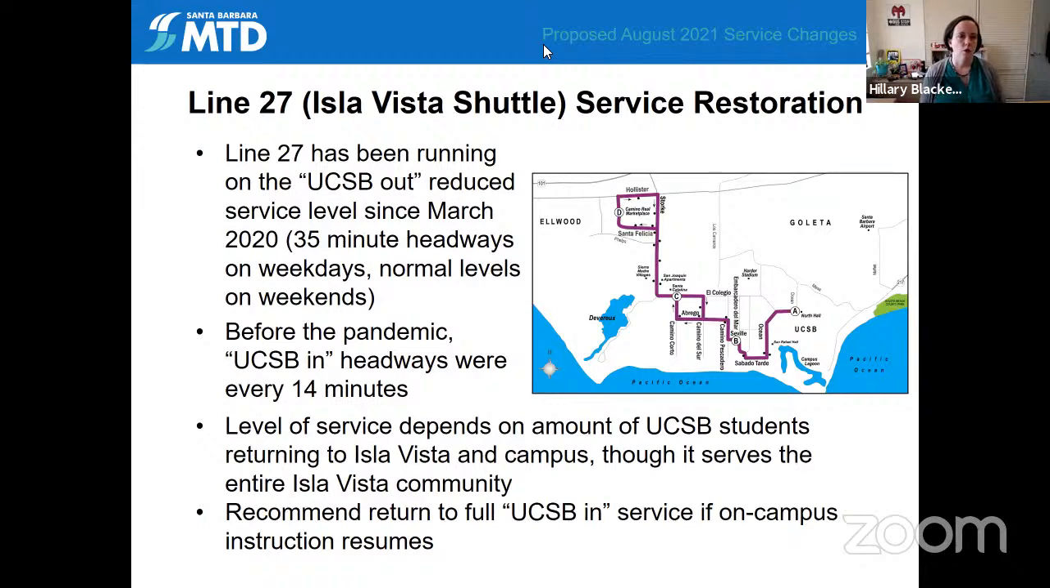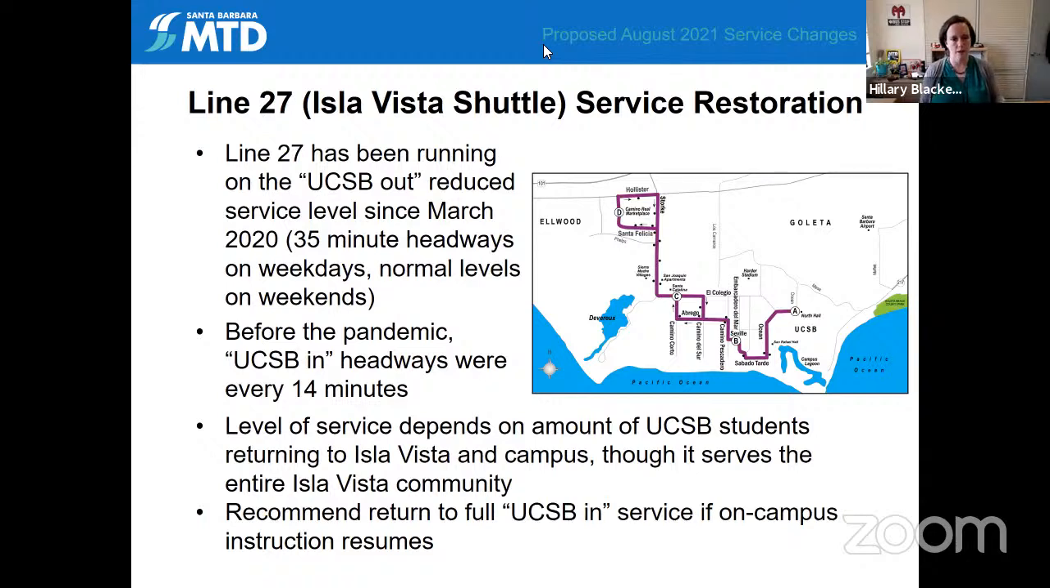And so, again, the level of service depends on how many people are going to be back. For UCSB, it's sounding like they're going to be more like 2/3 to maybe even closer to 100% students back. So that seems to say to me, Isla Vista and UCSB are going to be a hot ticket with a lot of folks out there, which pre-pandemic, obviously, was a huge ridership hotspot in Isla Vista. So we want to be ready for that.